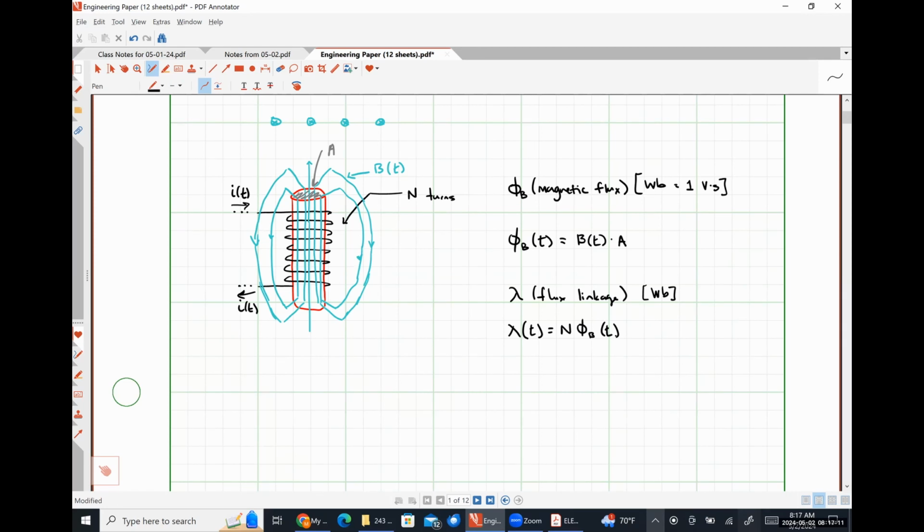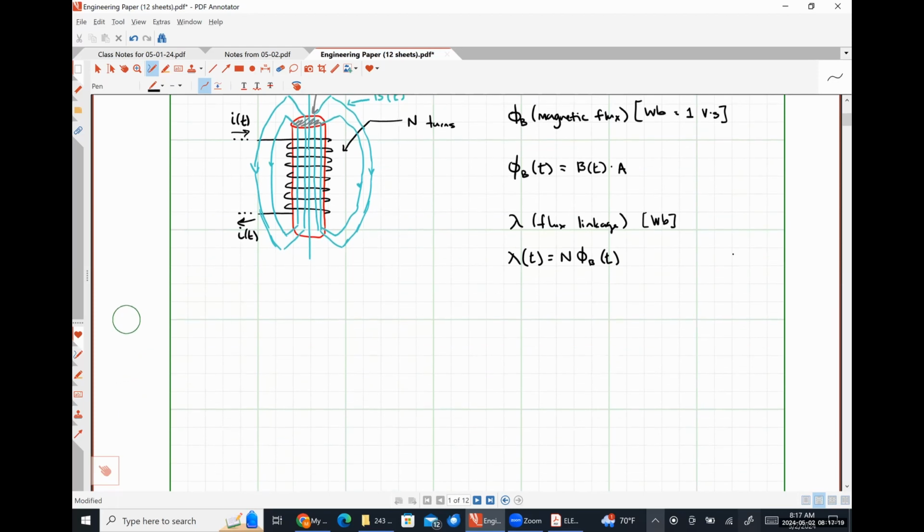So in a linear system, flux linkage and current are related to each other by the self-inductance of the coil. And so that mathematical relationship is flux linkage as a function of time is simply L, our self-inductance, times our time varying current.